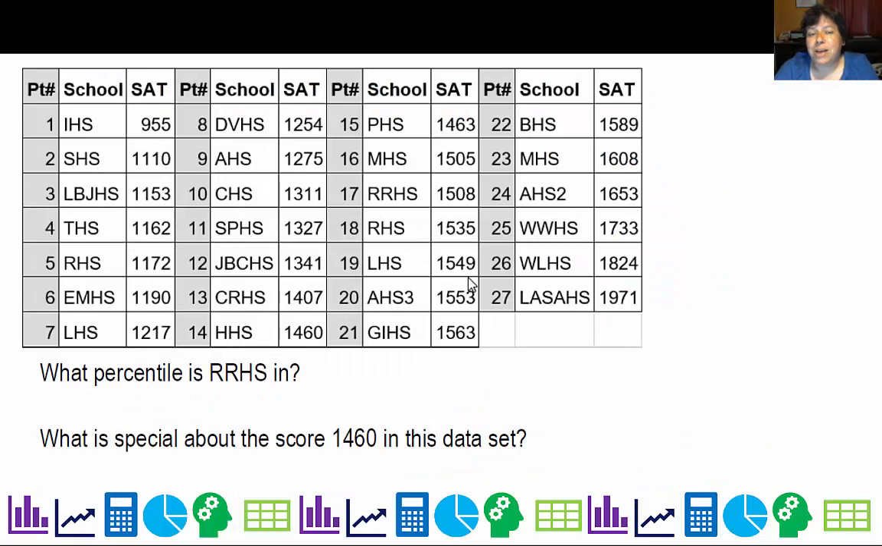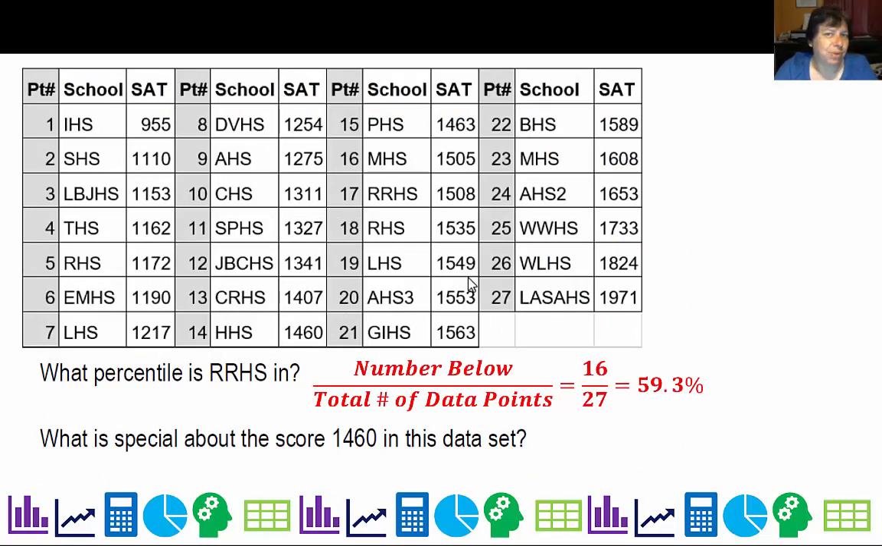What percentile is Round Rock High School in? And again, they'll be better with all the high schools in it. Well, there are 16 high schools below it out of 27, so 59.3%, and they would be in the 59th percentile. What is special about the score 1460? Well, if you look at the data, this is number 14 out of 27. It is the halfway point, so it is the median.